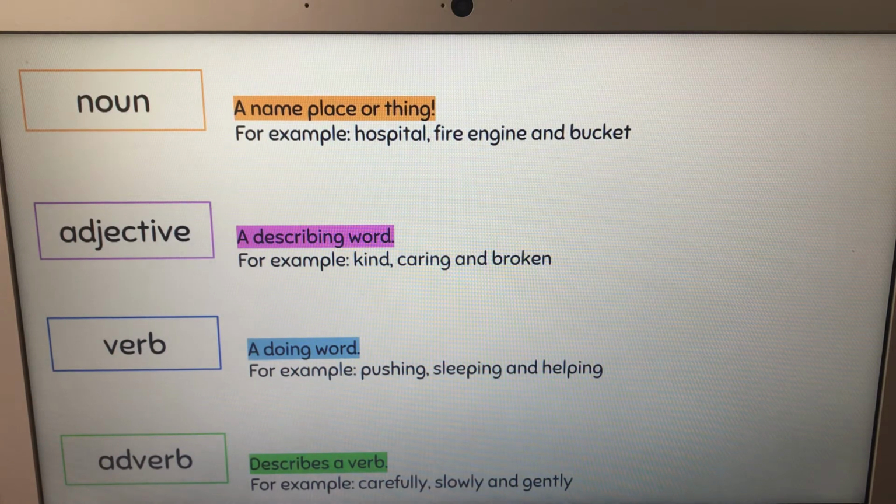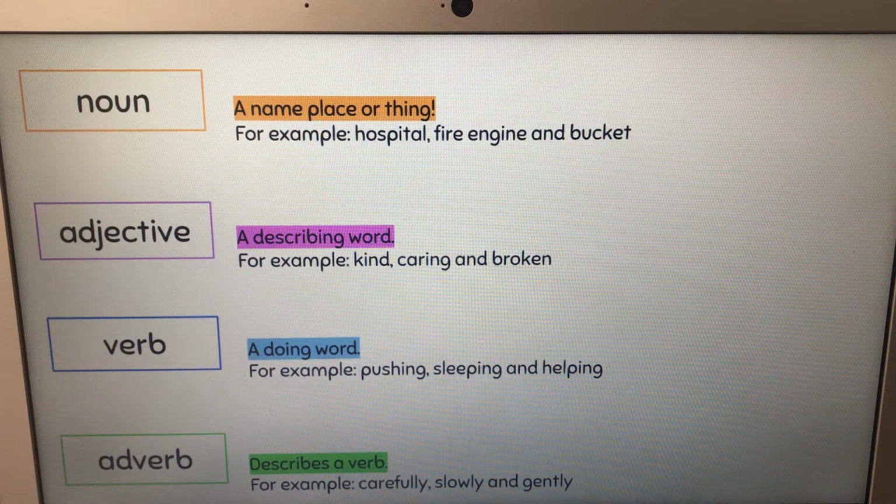Well done. Remember, those are present tense verbs, so they have the ing suffix at the end of those words. If it's a past tense verb, it will probably have an ed at the end to show that it's already happened. So for example, pushing would be pushed, because it's becoming a past tense verb. Just remember that for your quiz, it's going to help you.